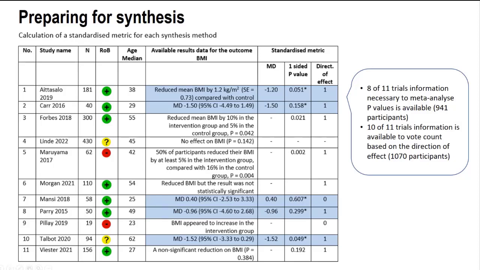Now, associated with those 8 trials are 941 participants. So I've gone from 400 odd participants to 900 odd participants, and I'm now able to include 8 of 11 trials if I decide to use this combining p-values method as I've set up in my protocol. And if I decided to count based on the direction of effect, then I'm able to use 10 of 11 trials to contribute to that synthesis, which would include 1,070 participants.